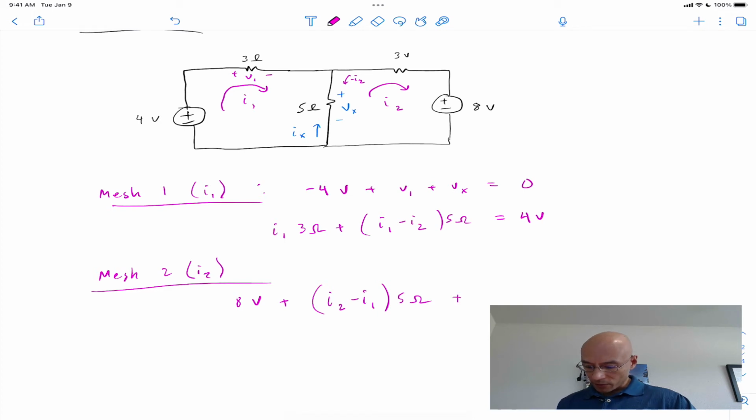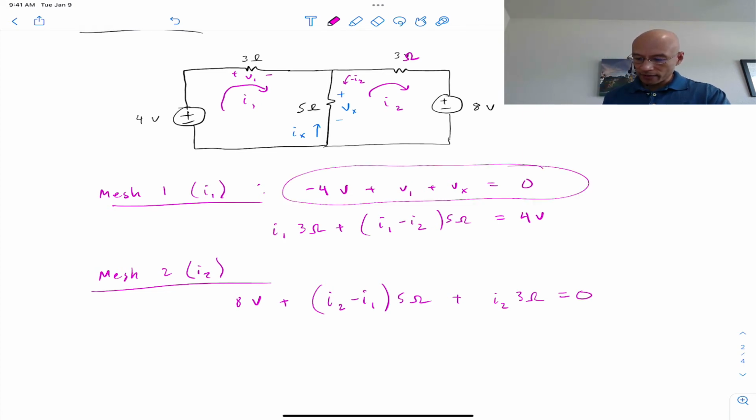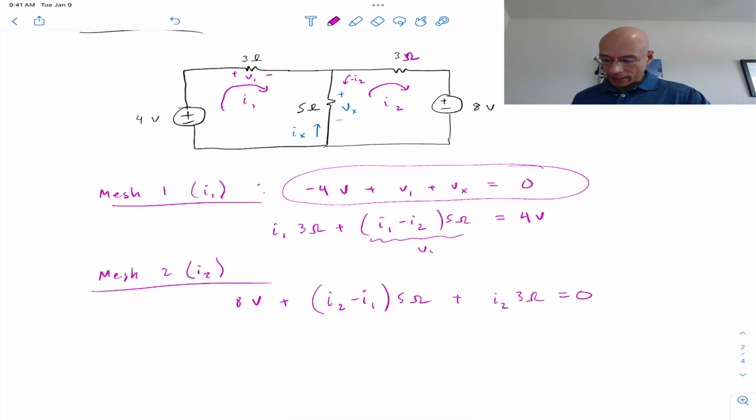And then finally, we have the 3 ohm, oops, I see that it says volts, that should be ohms. We have the 3 ohm resistor and I2. All that is equal to 0. Notice I skipped the direct step of writing the KVL equation. I just did the KVL equation, but I wrote it in terms of the currents. Another thing I'll point out is that if this is Vx, this is minus Vx. So that's consistent with following KVL around the second mesh in the clockwise direction.